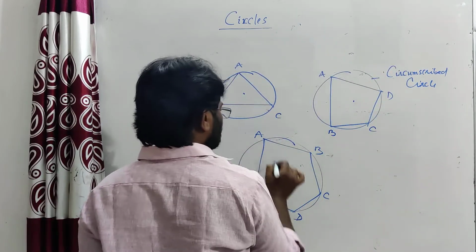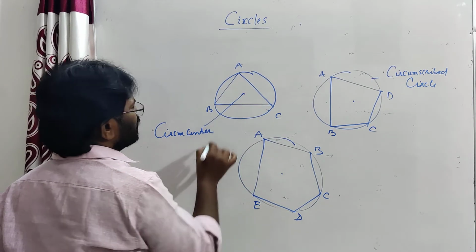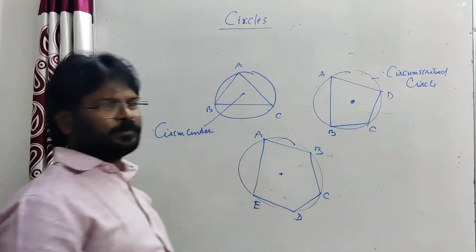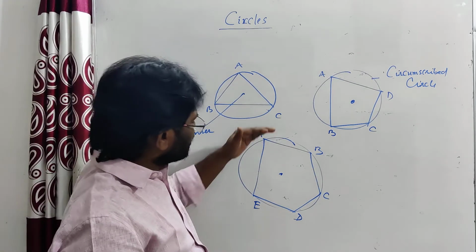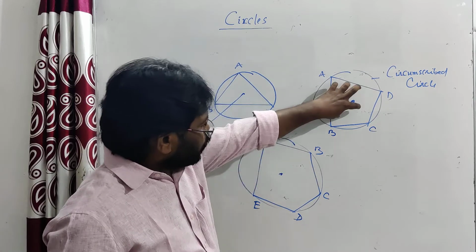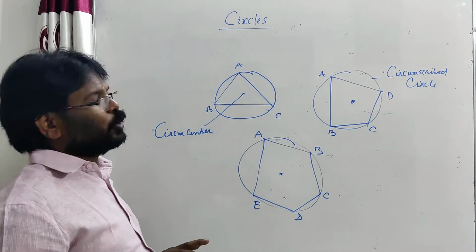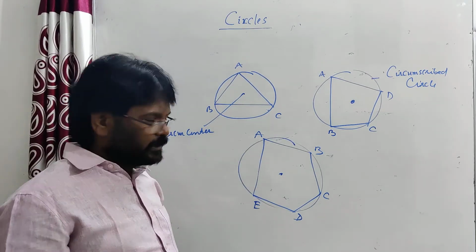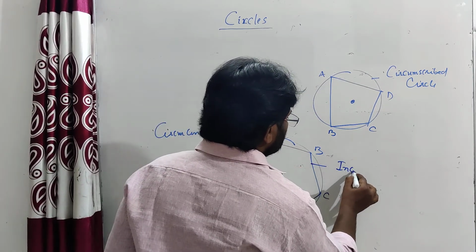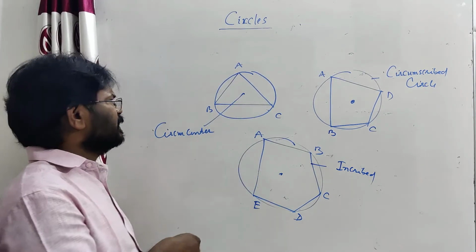Its center is the circumcenter and its radius is the circumradius. This circle is known as circumscribed circle. The triangle, quadrilateral and pentagon, these polygons are inscribed polygons. Inscribed means inside.